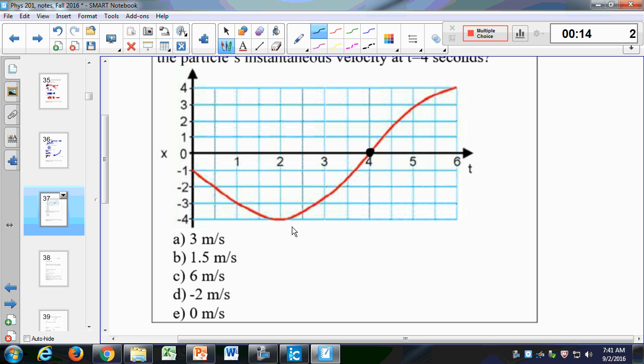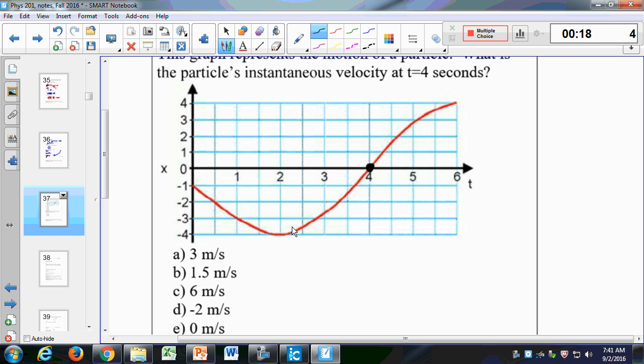You can see the whole graph. The instantaneous velocity at t equal 4 seconds. Notice there are some options that you can just get rid of right away. So you might want to think about what those are.